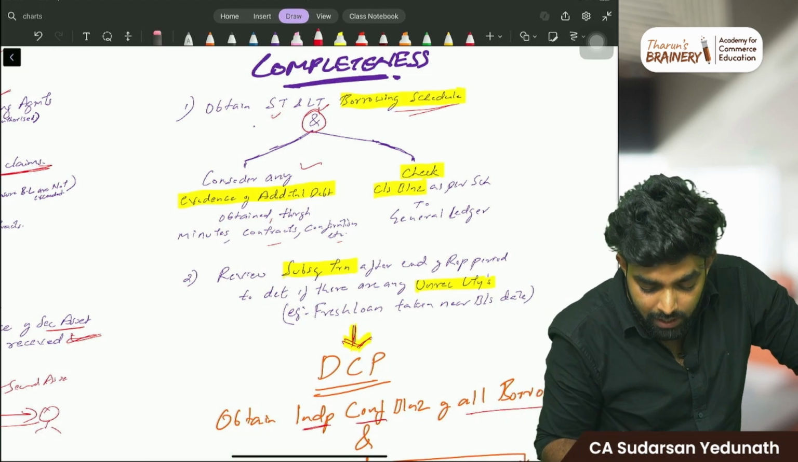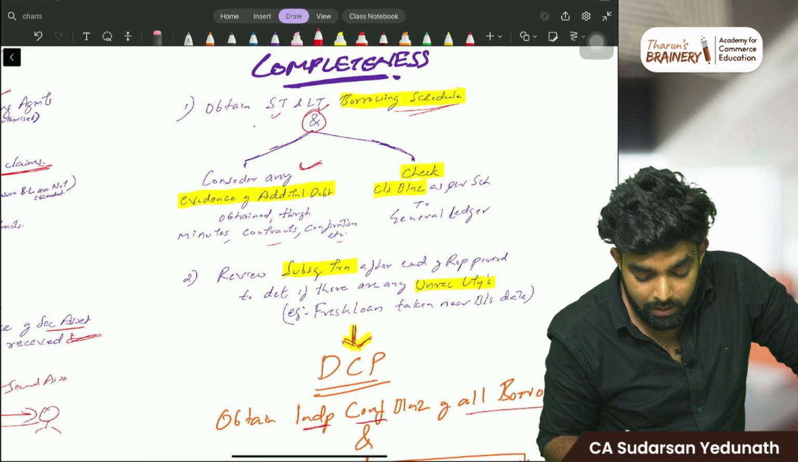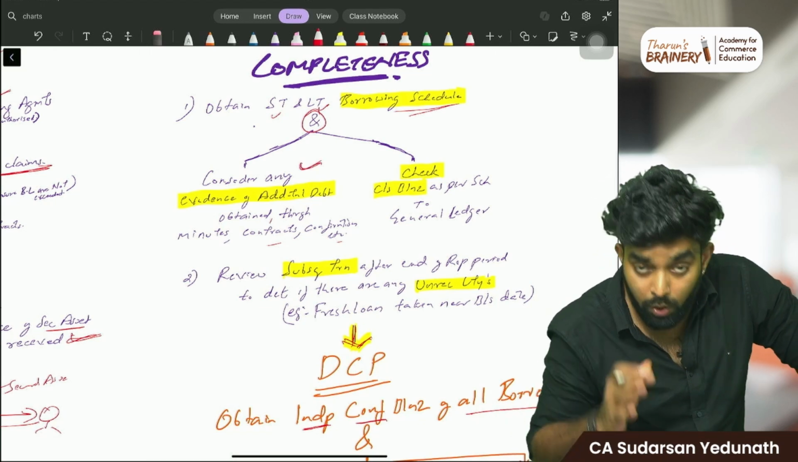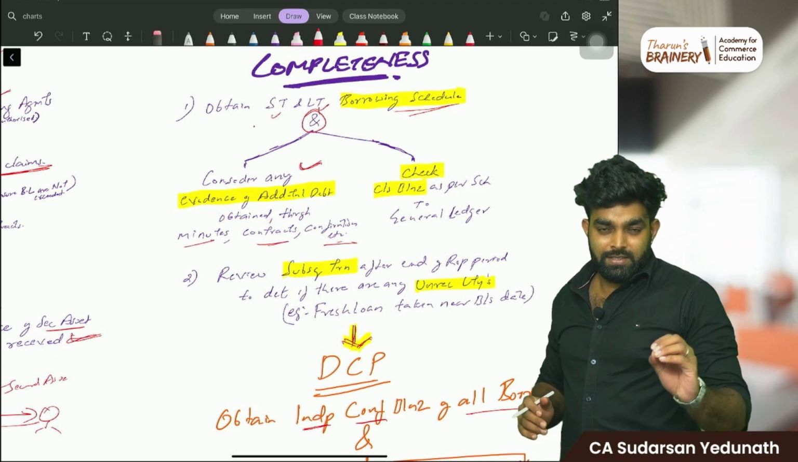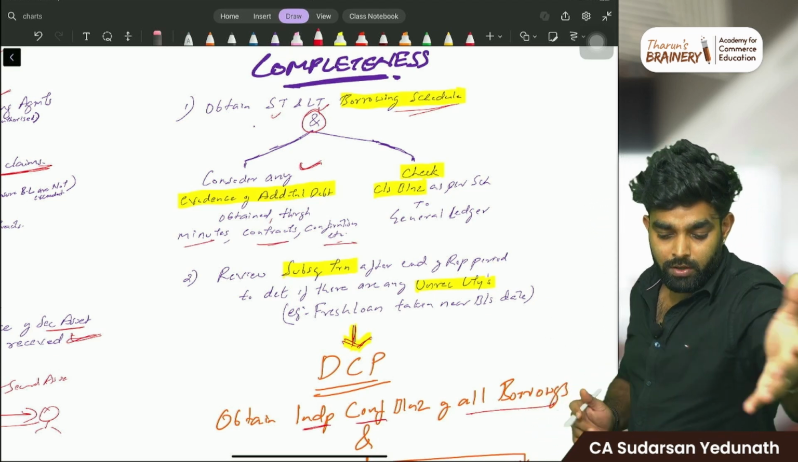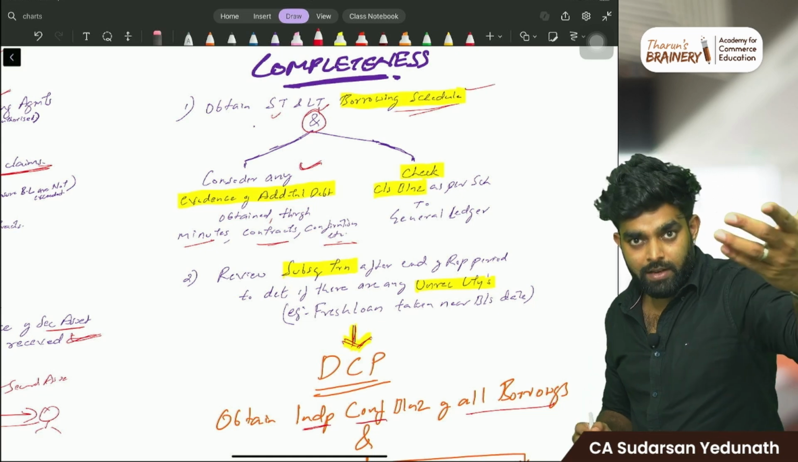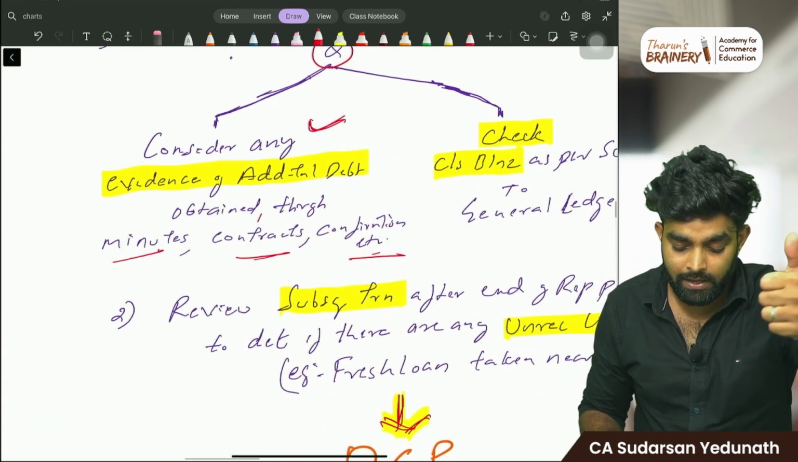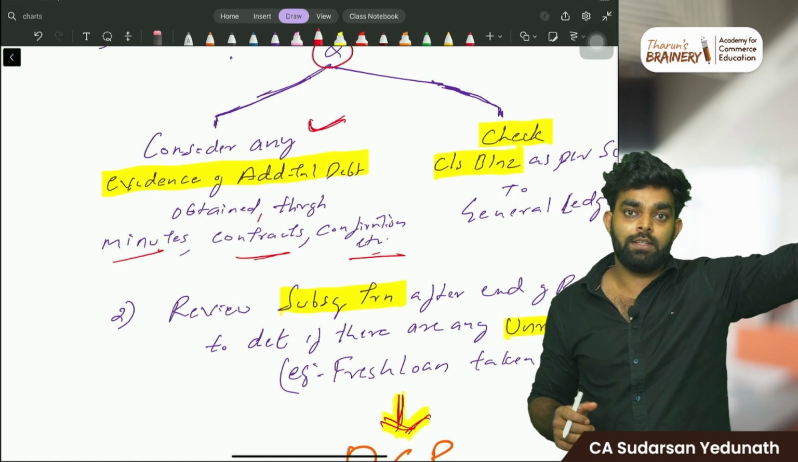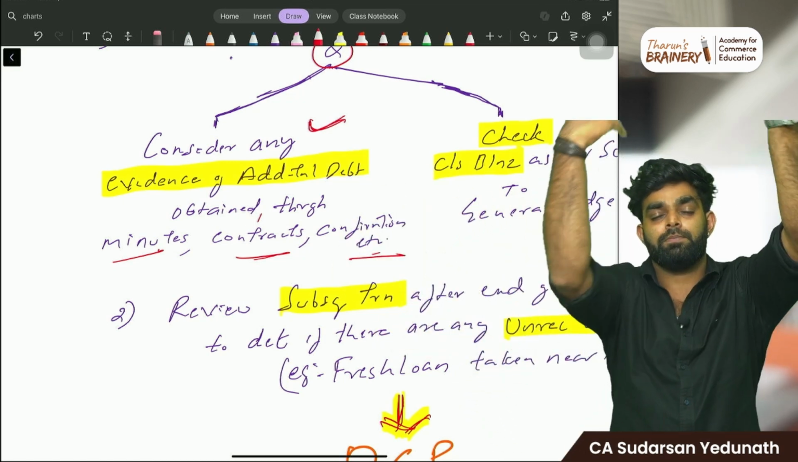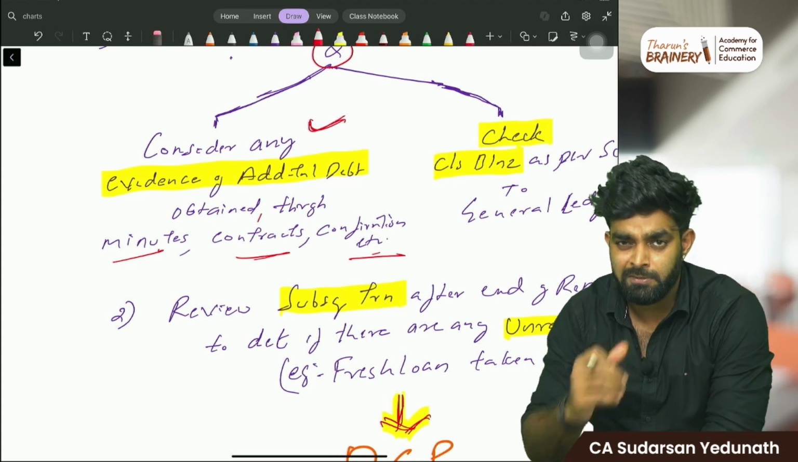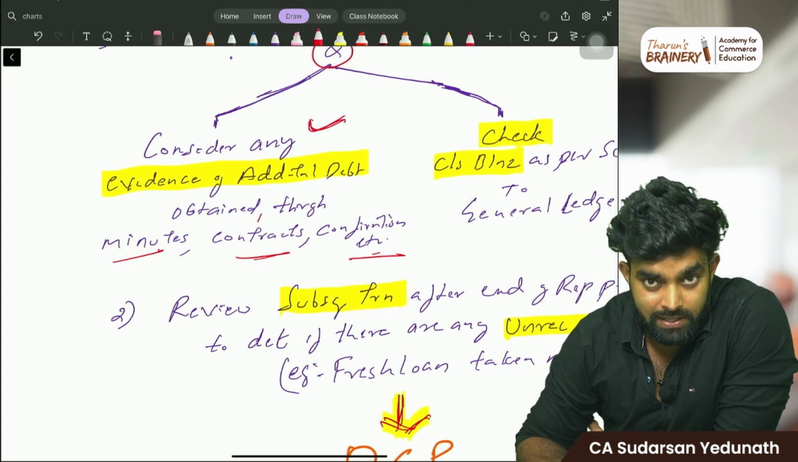See whether there is any evidence of additional debt other than what is included. How can you get that evidence? Through minutes, contracts, confirmations. See whether there are any additional debts borrowed, any new debts. When you verify something else, you will get some evidence regarding extra borrowings. See whether there is something like that.